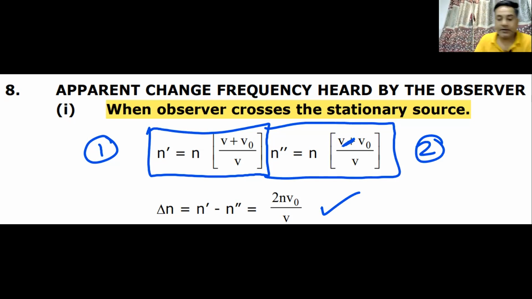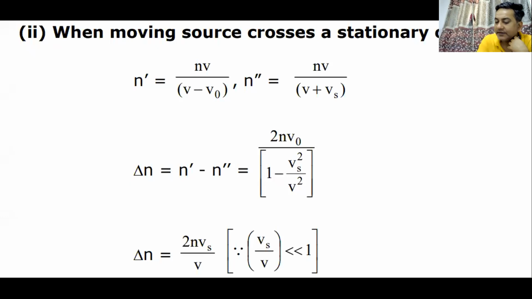Please note it down. I'll give you time. Then comes the next case. The observer is stationary. So you are someone who is standing on a road and a car is passing you. It can move like this, pass you like this, or move like this. Whatever happens, in the first case, it will be moving towards the observer. In the next case, it will be moving away from the observer.